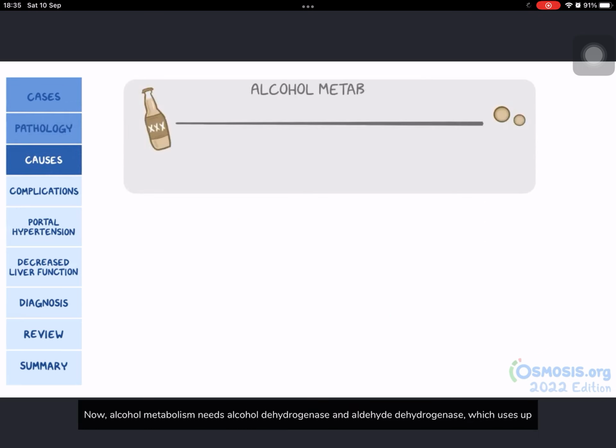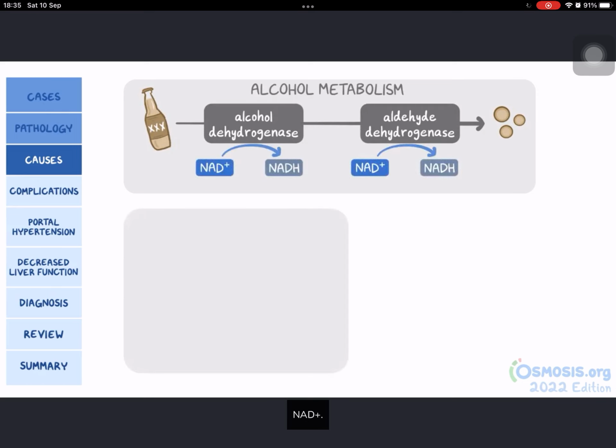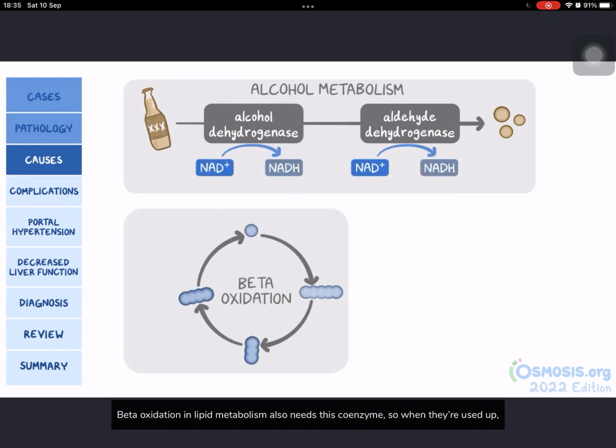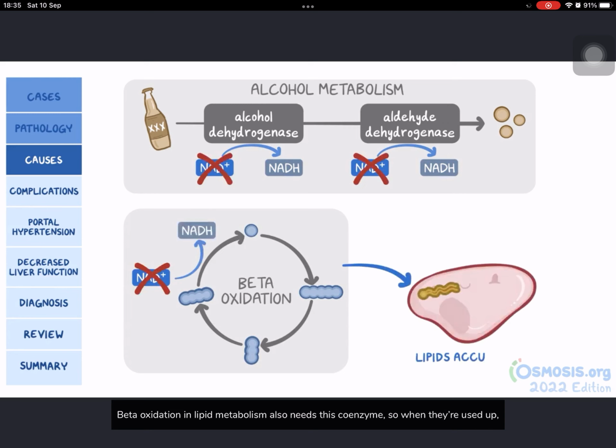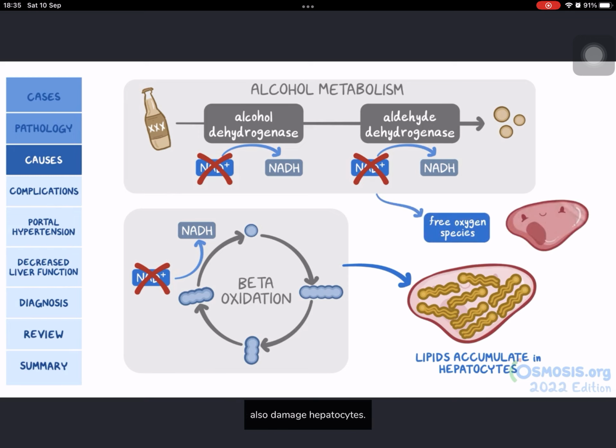Now, alcohol metabolism needs alcohol dehydrogenase and aldehyde dehydrogenase, which uses up NAD+. Beta oxidation in lipid metabolism also needs this coenzyme, so when they're used up, lipids accumulate inside hepatocytes. Next, free oxygen species are also created during alcohol metabolism, and this could also damage hepatocytes.